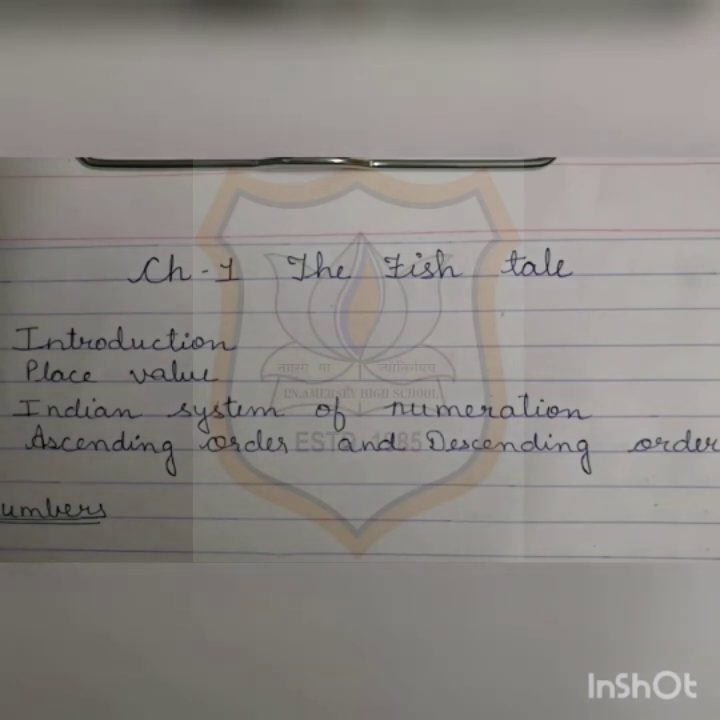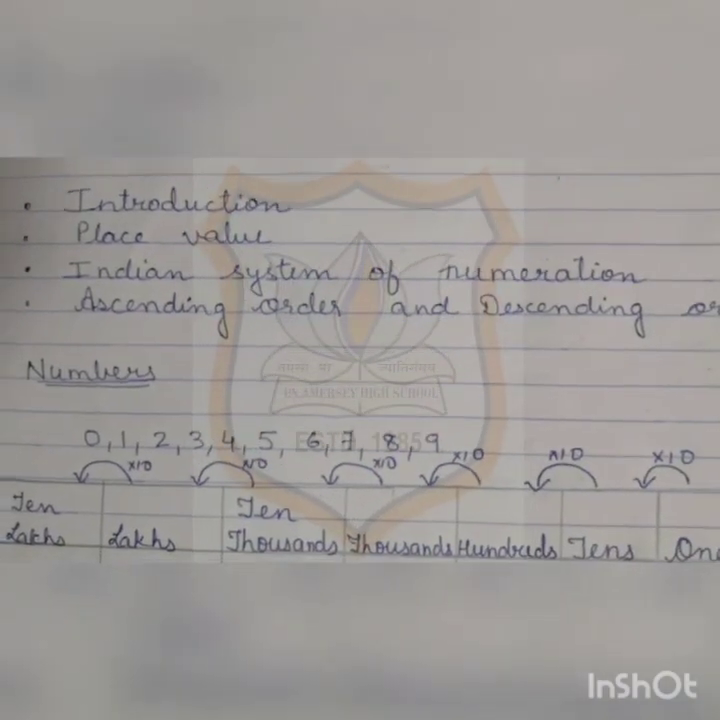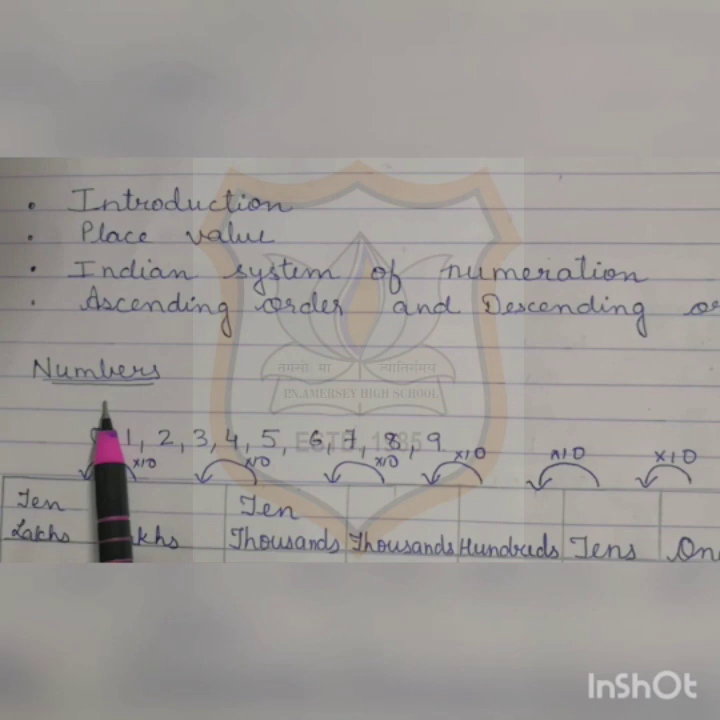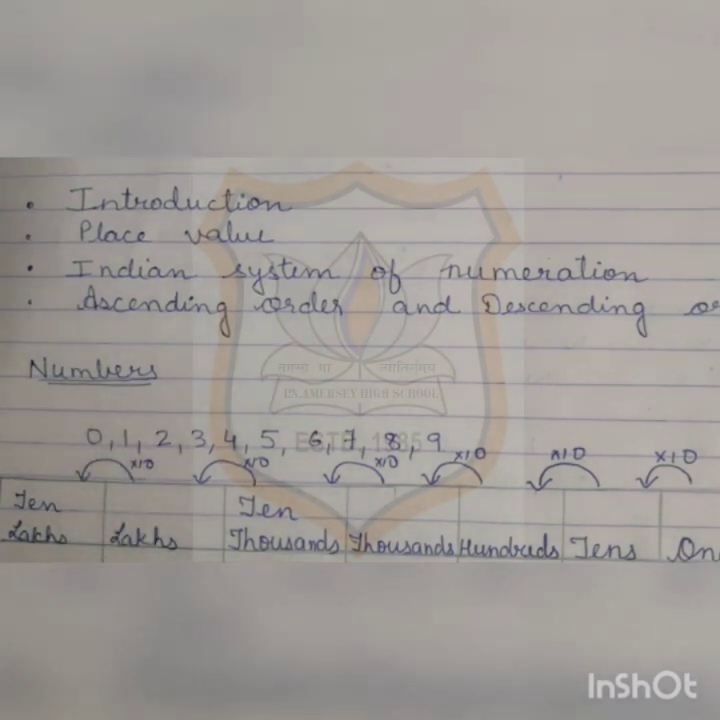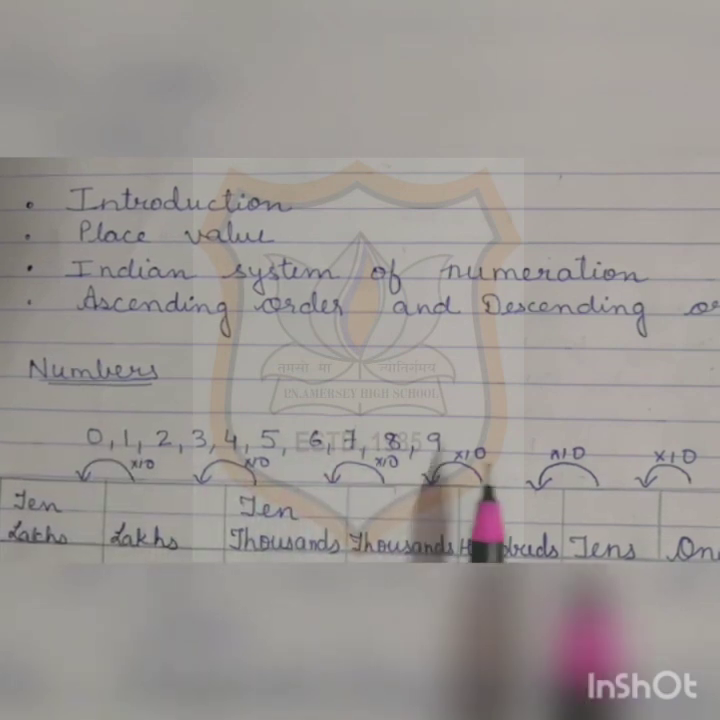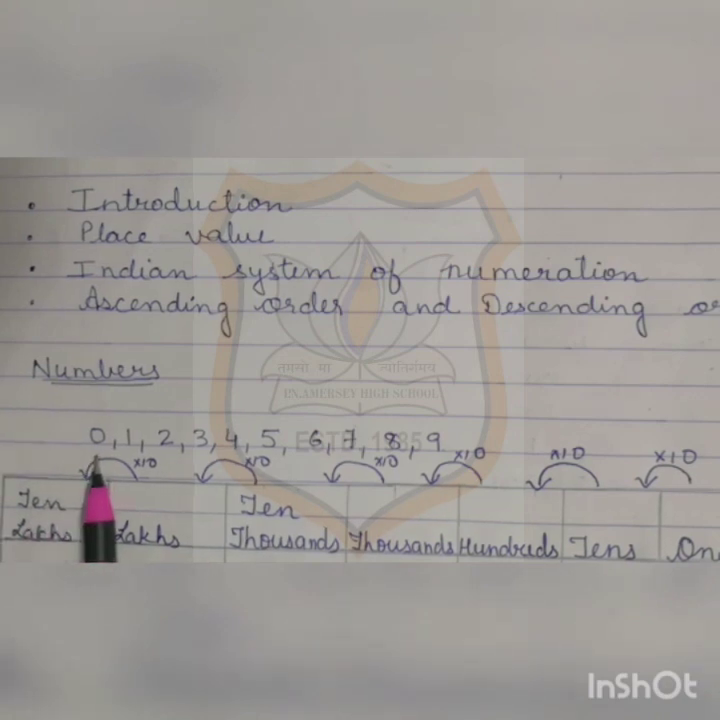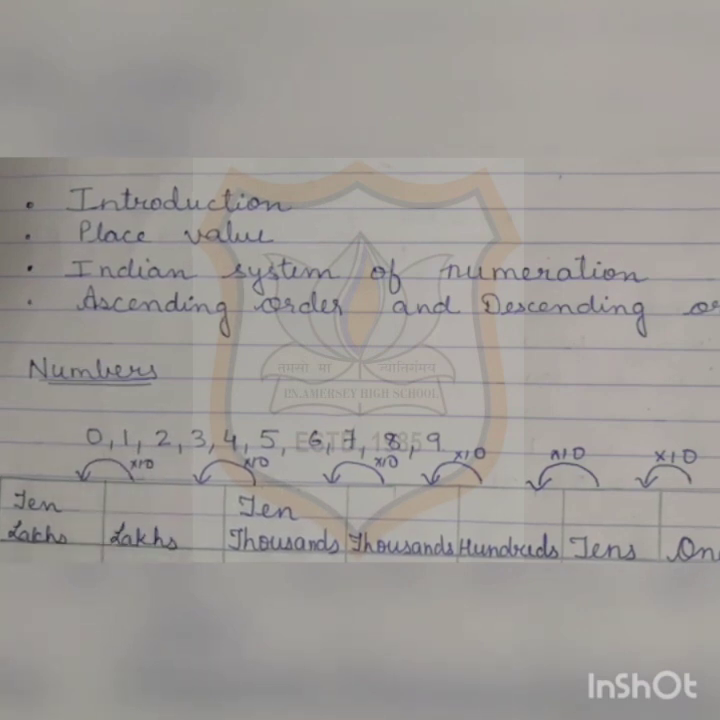First, we will learn about what numbers are. Numbers are a set of standard symbols, numerals, that represent quantities. Symbols for natural numbers are written using 10 digits, that is from 0 to 9. Each of the symbols is called a digit. So we can say that 0 is also a digit, 1 is also a digit, 2 is also a digit, and so on.